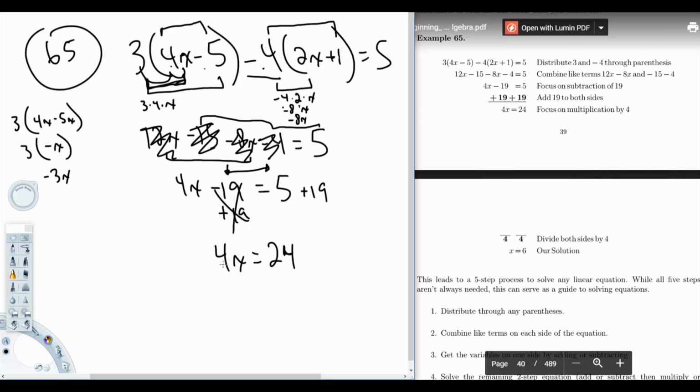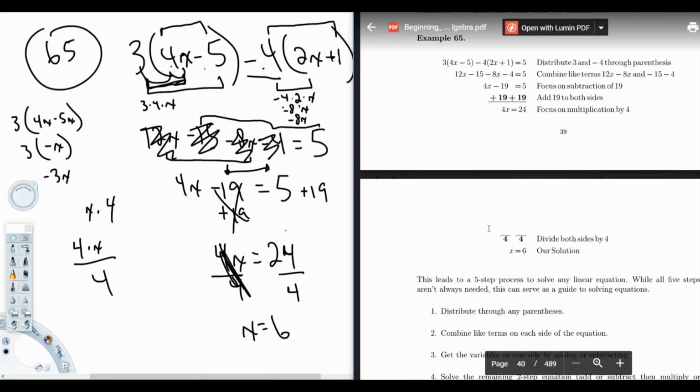Now what do we do? We got to get rid of this 4 here. We want to know what x is equal to, but now it's equal to 4x, so we can't do it yet. 4x is really 4 times x. We started with x, we multiplied by 4 to get 4x. We divide by 4 to get back to x. That's a lot of use of the word x in one sentence. So this cancels out, we're left with x. 24 divided by 4 equals 6, and that is our answer.